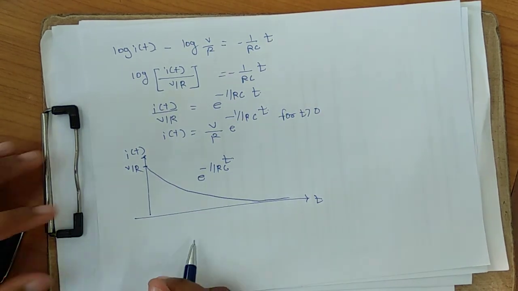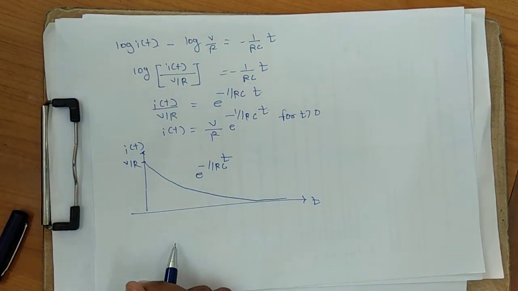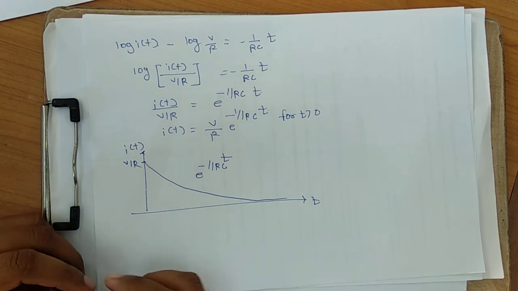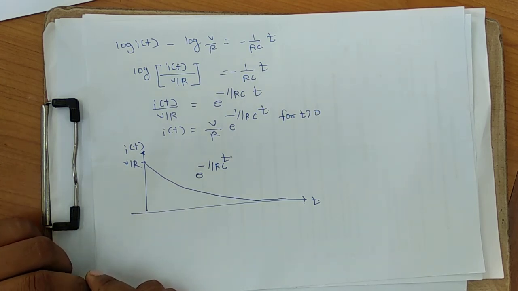So that's the way we have to represent these RL and RC circuits. We will see some problems on how to calculate the current through circuits like the RL circuit and RC circuit.